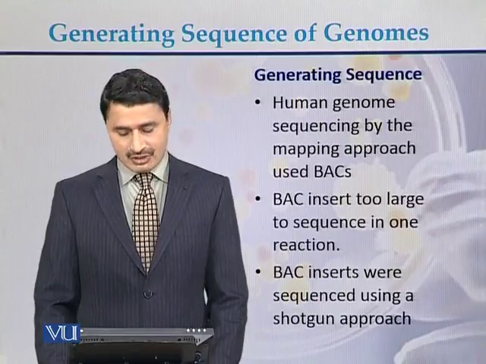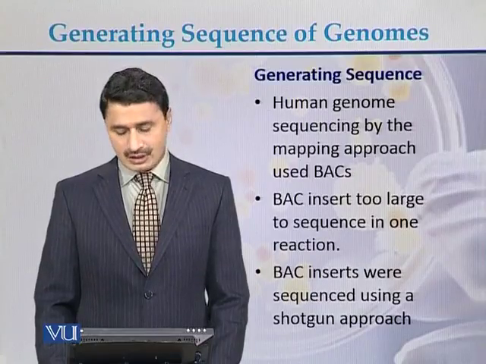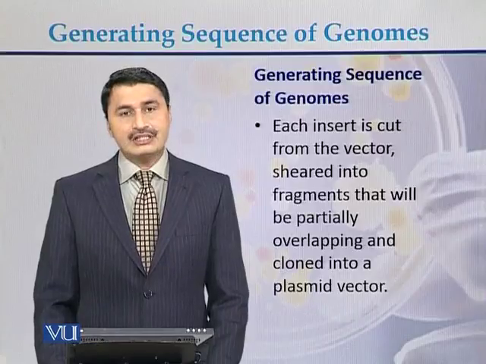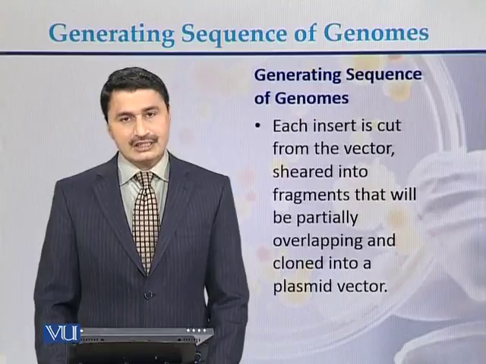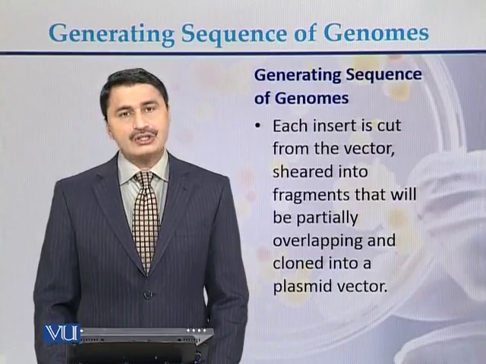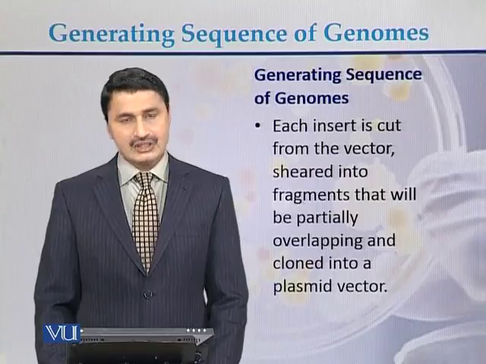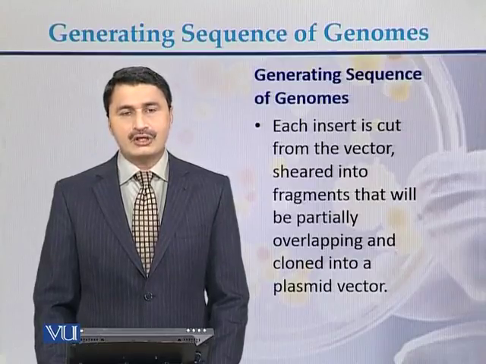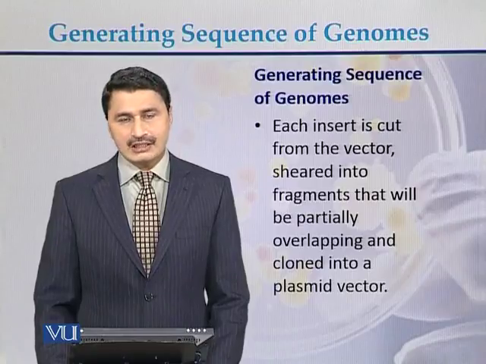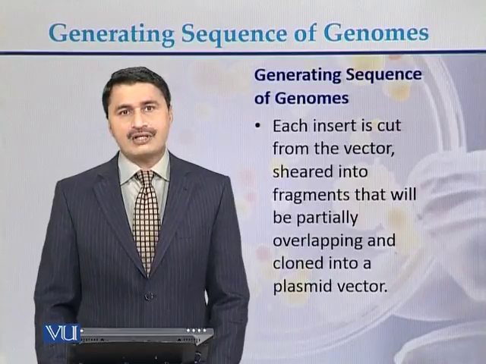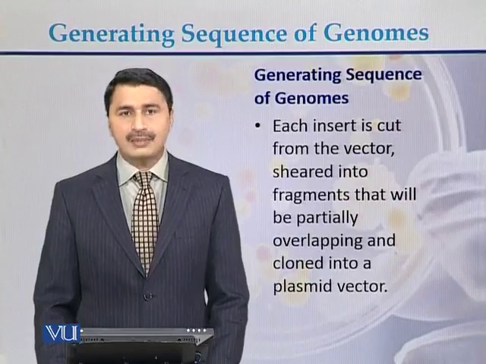BAC inserts were sequenced using a shotgun approach. What was the shotgun approach? Each BAC insert is cut from the vector, sheared into fragments that partially overlap, and cloned into plasmid vectors. So initially, the bacterial artificial chromosomes were produced, and since they cannot be sequenced directly, they were digested again, and the digested fragments were inserted into the plasmid vectors.